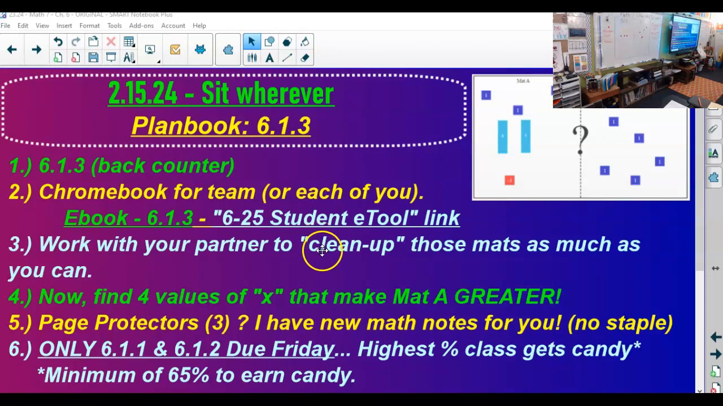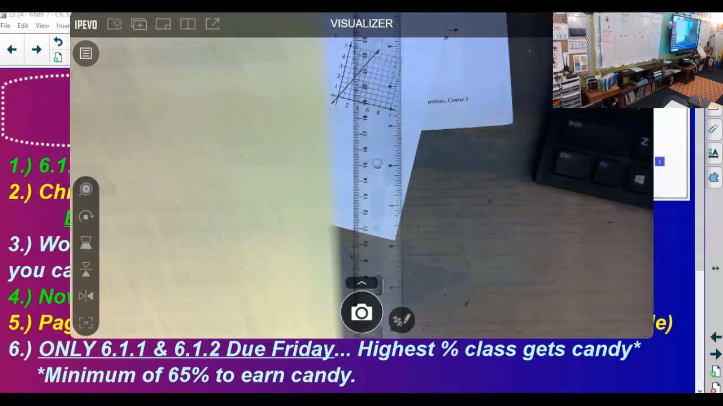finish grading your papers. Because, guys, life is about balance, right? Even when you got work to do, you want to try to balance that with the other stuff. All right, so if we look at our math notes.